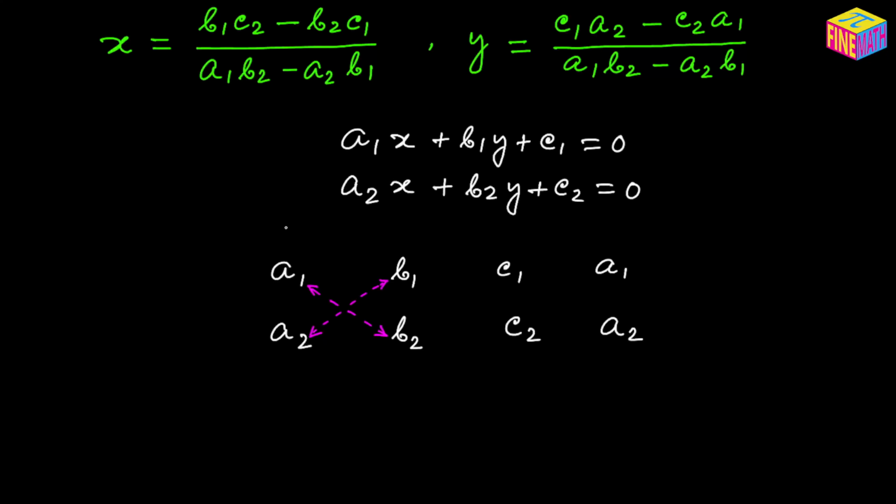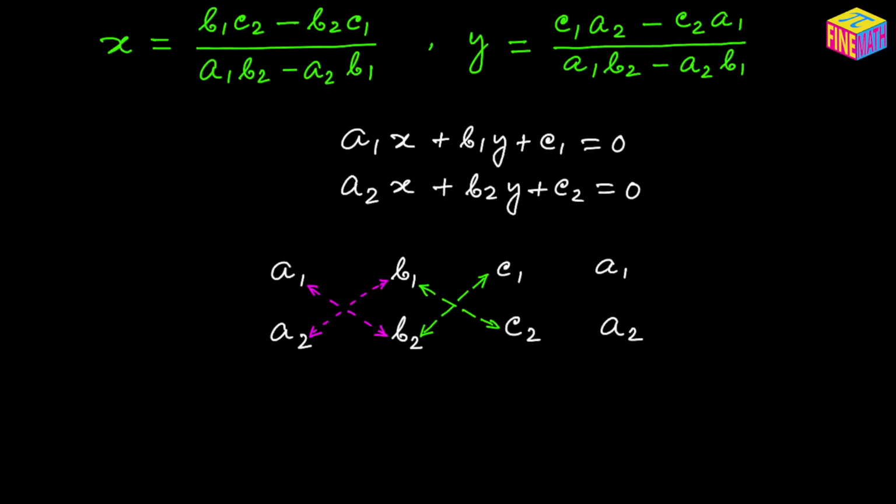Now what about the numerator? Well, for the numerator, we have to do like this. For x, we have to leave out the coefficients of x. So we now have to focus on the coefficient of y and the constant term. So if we multiply like this, let's say b sub 1 times c sub 2, this is one multiplication here, b sub 1 times c sub 2 minus b sub 2 times c sub 1. That would be the numerator for the value of x.